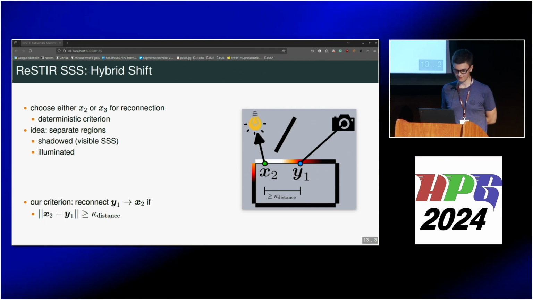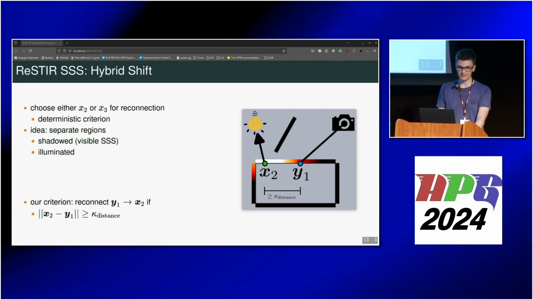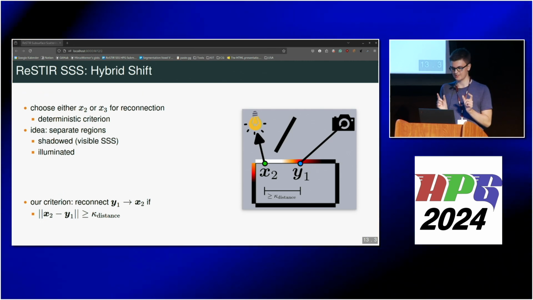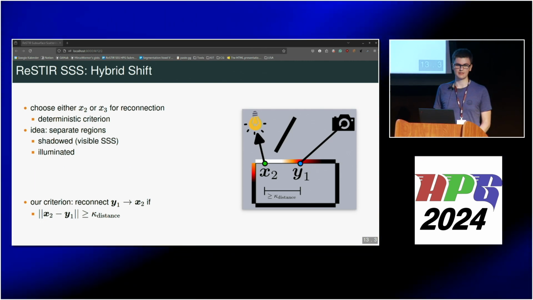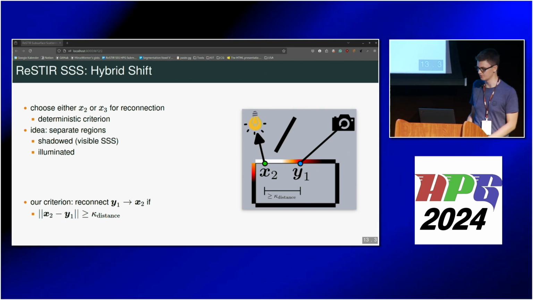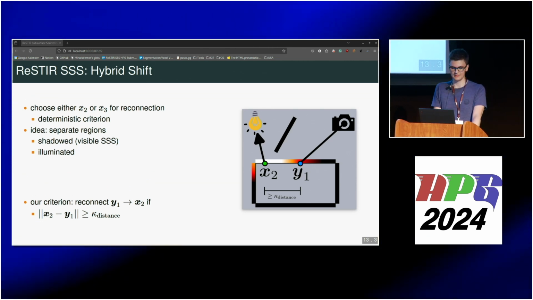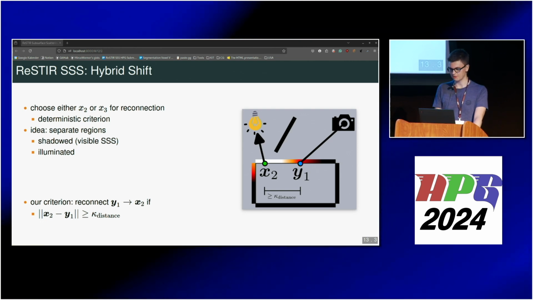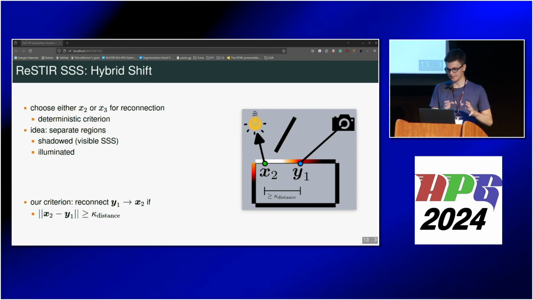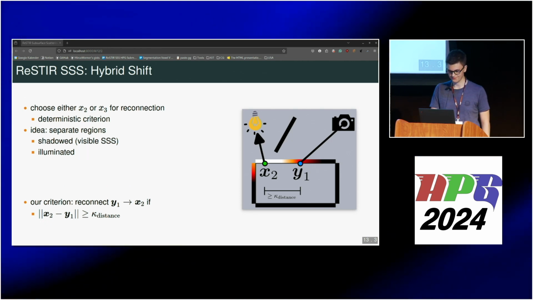We want to reconnect the offset path through the translucent object to the base path if the distance between those two vertices is larger than some threshold. For example, this can be 2 times the mean free path. This is what we use in our paper. And the motivation behind this is that we then found a long subsurface scattering path that transports light all the way from the illuminated region to this darker region.